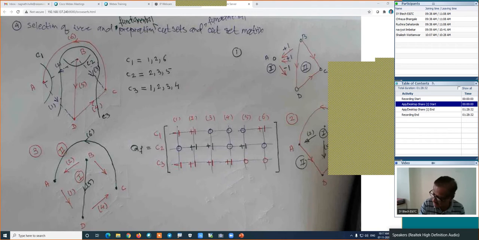Yes, I will start with Chaya. Any difficulty in the preparation of this matrix, which is the fundamental cut set matrix? No, sir. Then I will come to Navjot. Any difficulty? I will come to Ruchira. No, sir, no difficulties. I will unmute Shailesh. Any difficulty in understanding this fundamental cut set matrix?